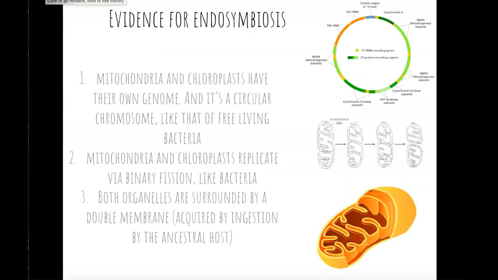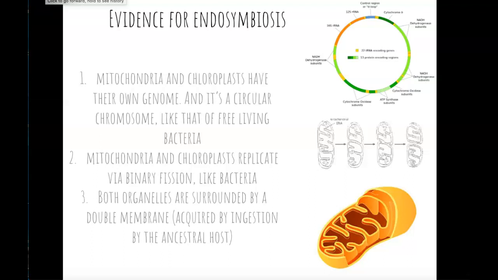So the next question is, do we have any evidence for this process of endosymbiosis occurring in early prokaryotes, turning them into eukaryotes? And we actually do. We have quite a bit of evidence, and that evidence has turned this hypothesis of endosymbiosis into a theory instead. The first piece of evidence is that mitochondria and chloroplasts have their own genomes, and it's a circular chromosome like that we see in free-living bacteria.